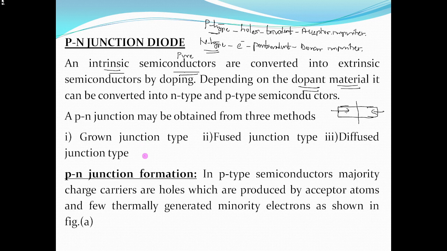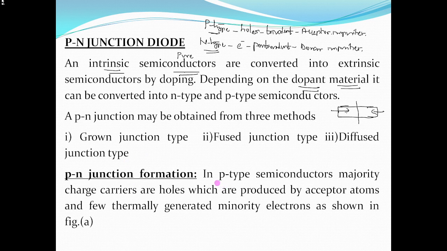Now, for PN junction formation, see here in P-type semiconductors. What are the majority charge carriers? The majority charge carriers are holes, which are generated by acceptor atoms, and there are a few thermally generated minority charge carriers. The minority charge carriers are electrons, as shown in the figure.